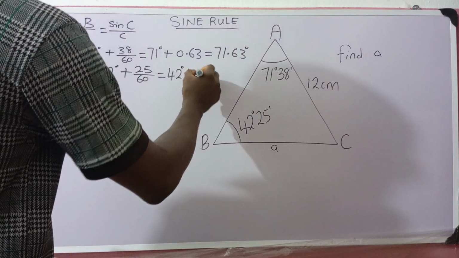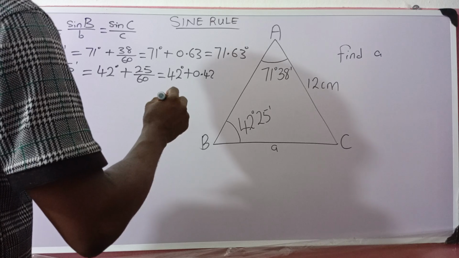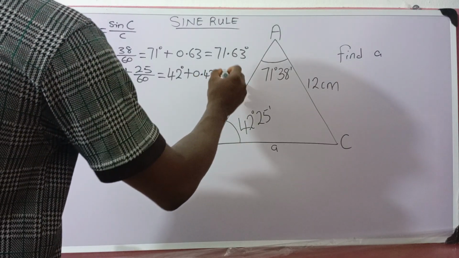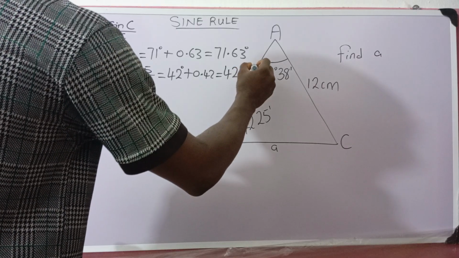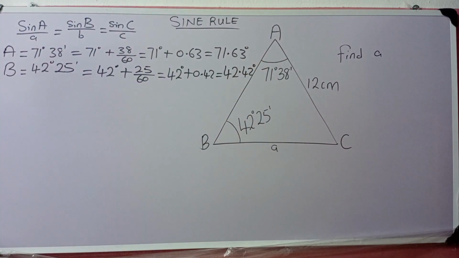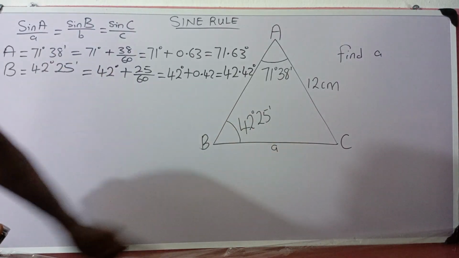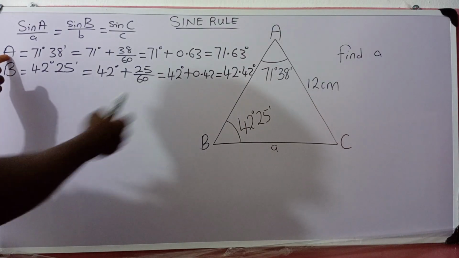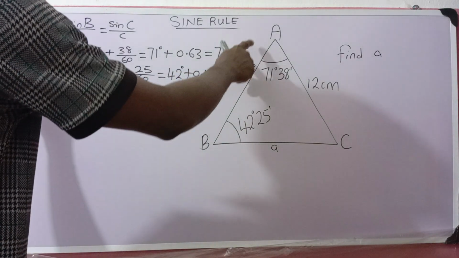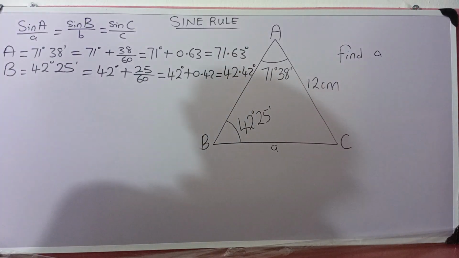That is 0.42. So finally, we have it as 42.42 degree. I hope it's getting interesting. All right, so we just converted 42 degree 25 minutes to degree. So you can now see angle A is now 71.63 degree. Angle B is now 42.42 degree.